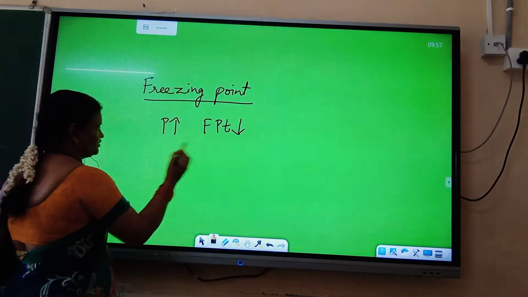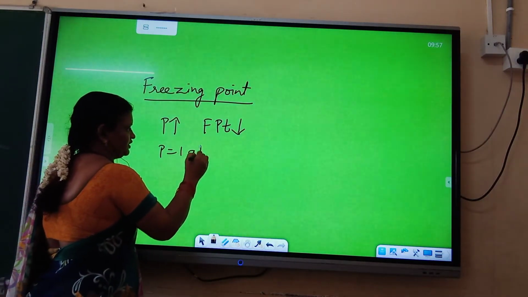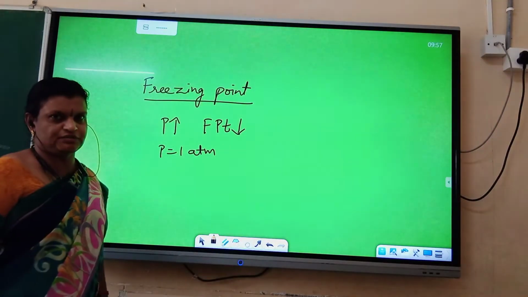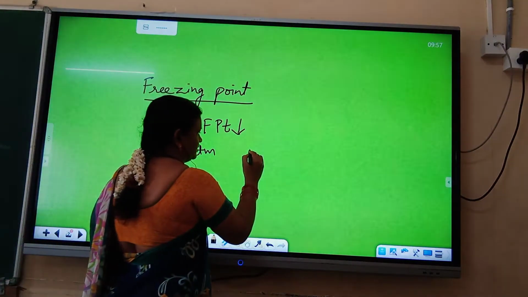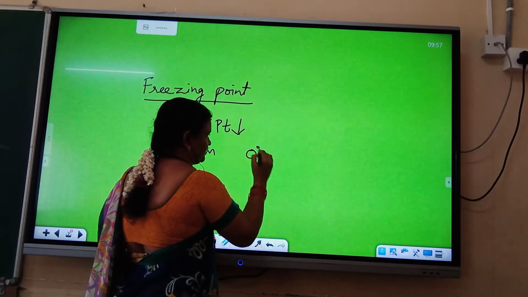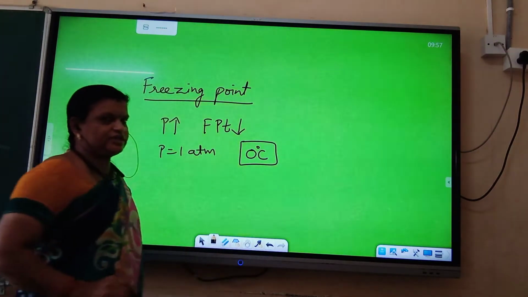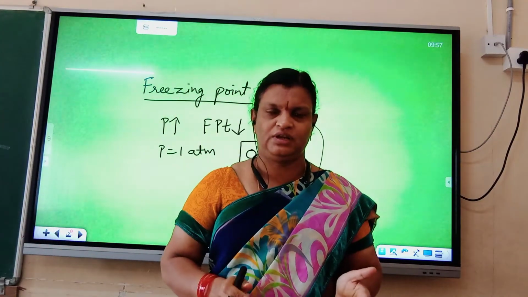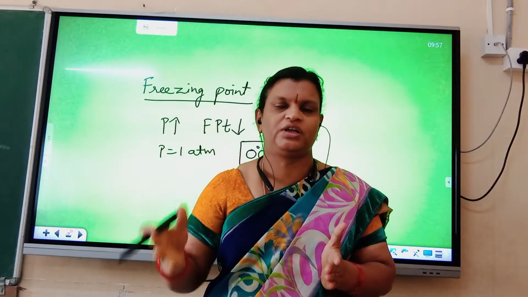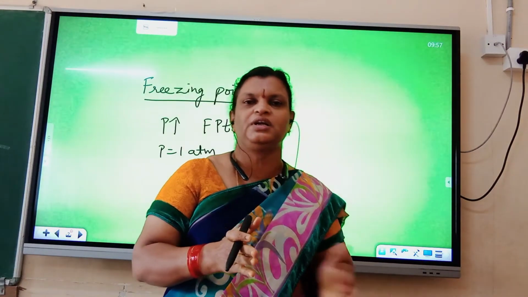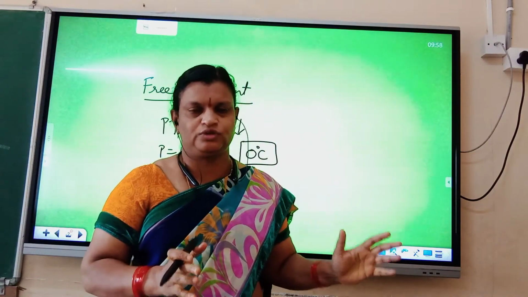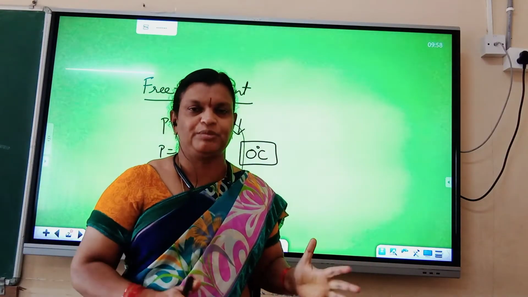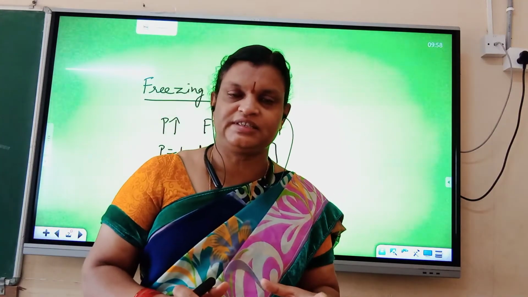That means, when outside atmospheric pressure is equal to 1 atmosphere, then the melting point or the freezing point of water is 0 degrees Celsius. Remember, at 0 degrees Celsius, water in liquid state and solid state, both of them will coexist. Little bit increasing the temperature, water will convert into liquid state. If you decrease the temperature, water converts into totally ice state. So we can take this 0 degrees Celsius as melting point of ice, freezing point of water. So both the answers are correct.